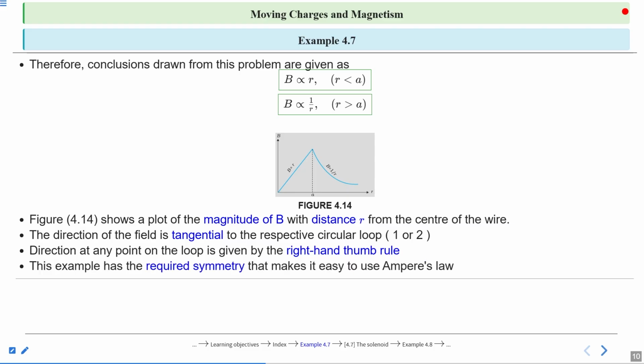This example has the required symmetry that makes it easy to use Ampere's law. It is a cylindrical wire, and the magnetic field around it is in the form of concentric circles. That is the required symmetry which makes it easy to use Ampere's law in this case. The magnetic field is maximum at the surface and minimum at the center.